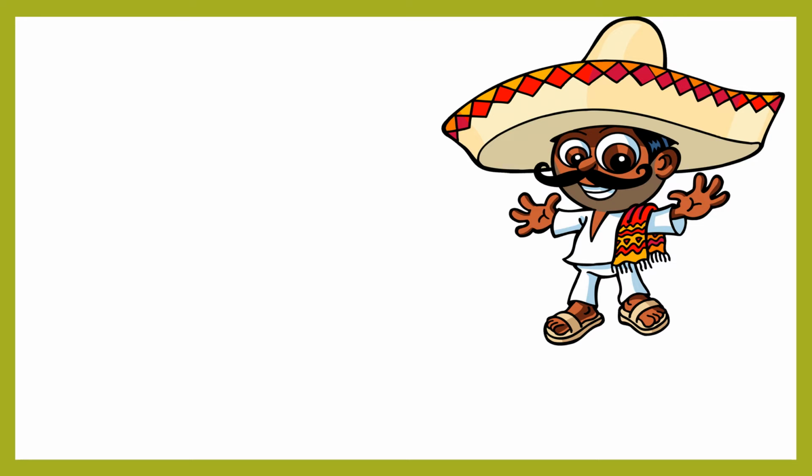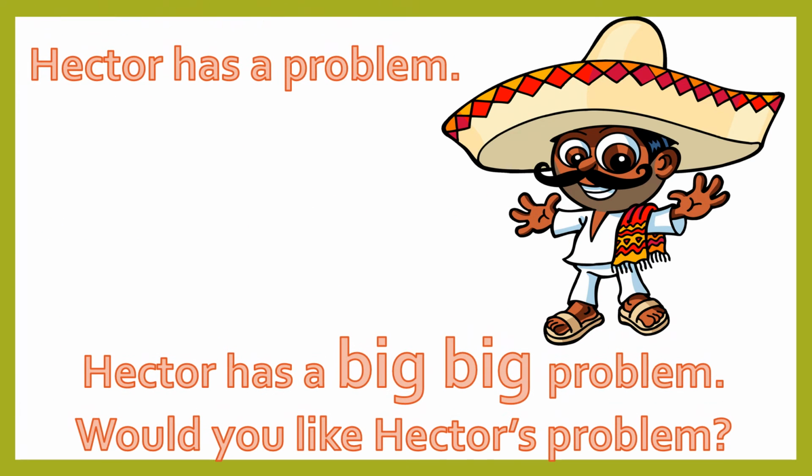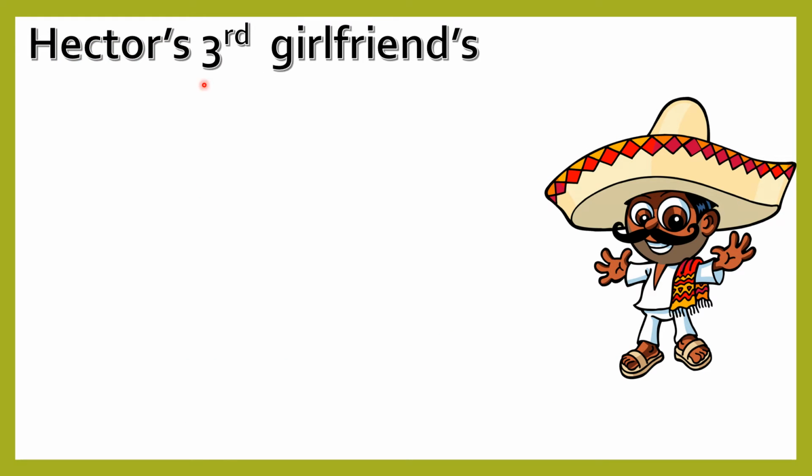Here's Hector. Hector has a problem. Hector has a big, big problem. Would you like Hector's problem? Hector's third girlfriend's name is W. It says w, w.